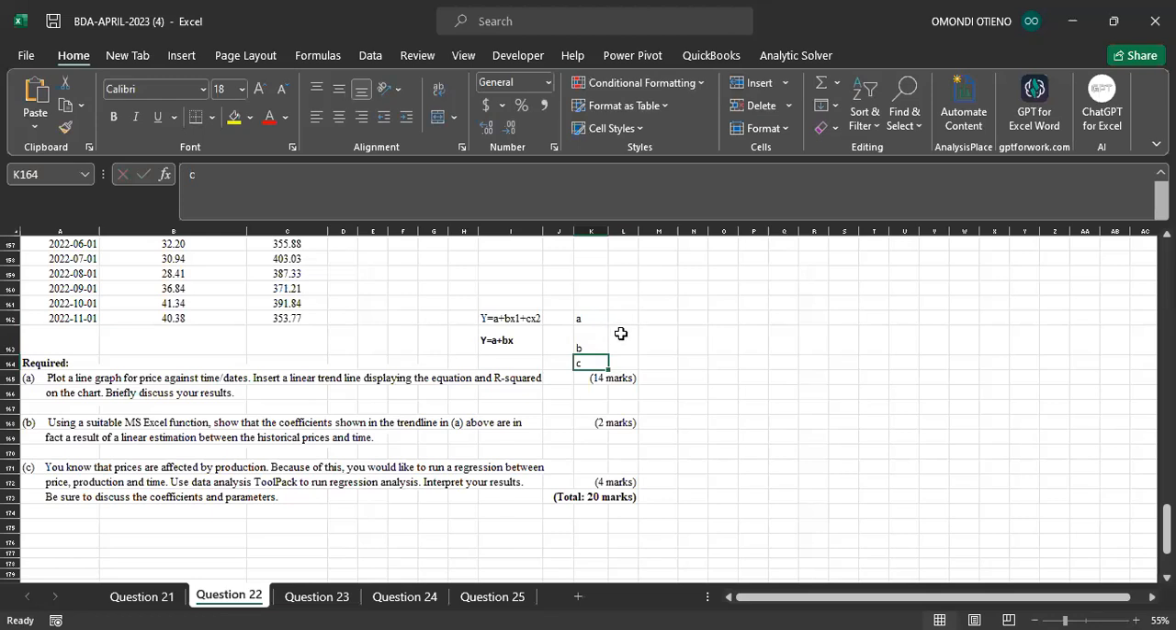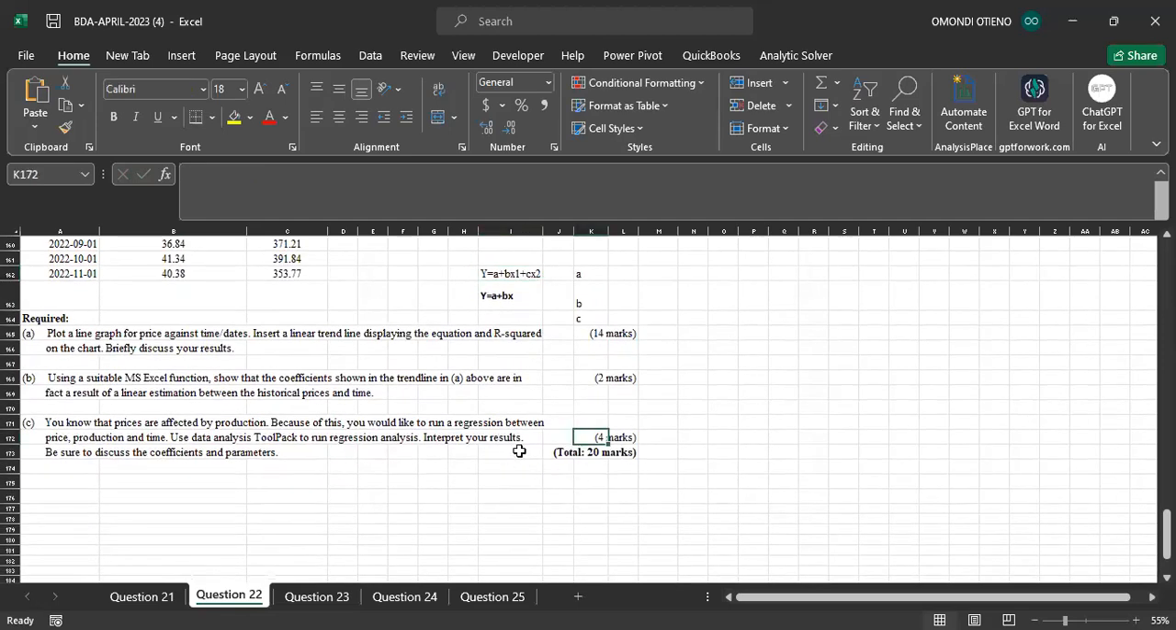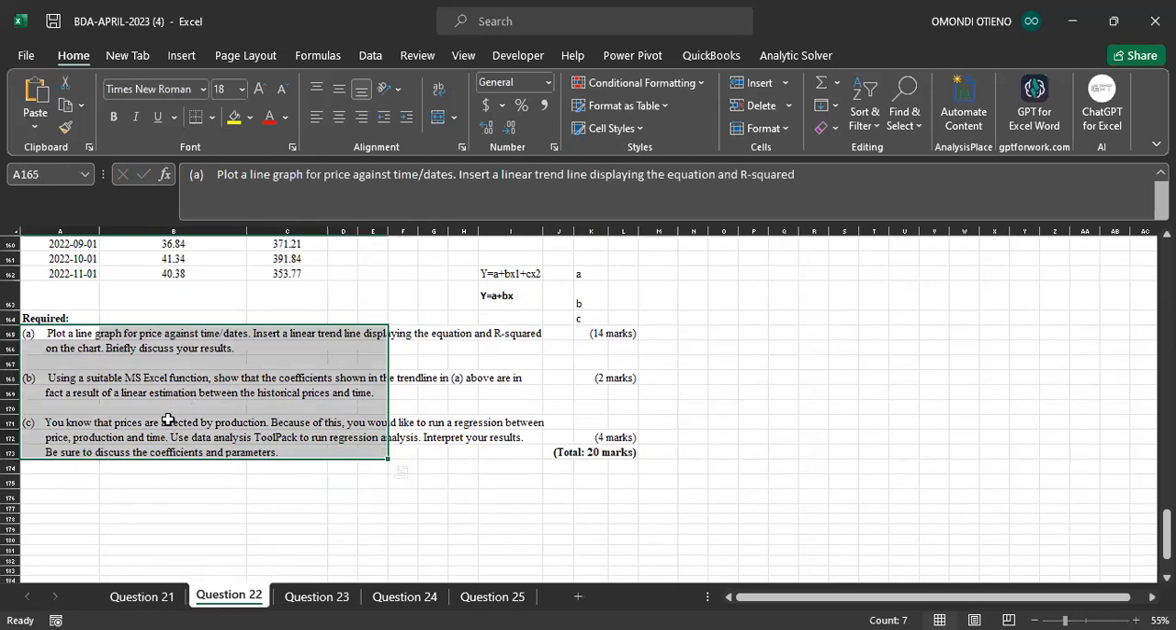But remember, A represents the fixed cost, B represents the slope of the curve. So we have variable x1, variable x2. x1 and x2 are independent variables. So that's what they want us to do in part 4 of this particular question. Be sure to discuss the coefficients and parameters. So that is what we are going to do. We have actually 3 methods of arriving at what they want us to do here.